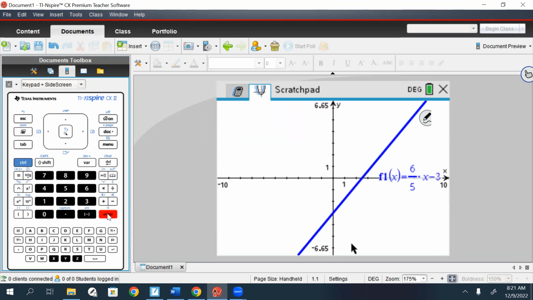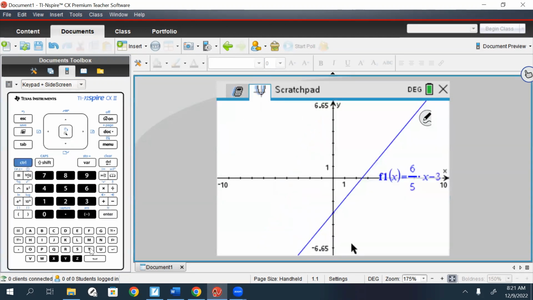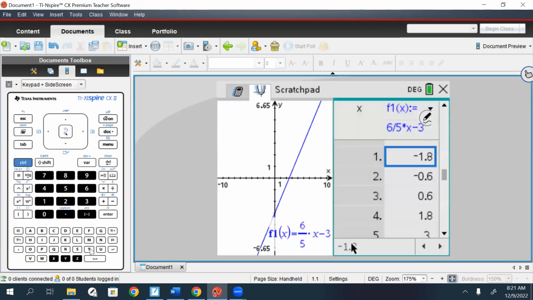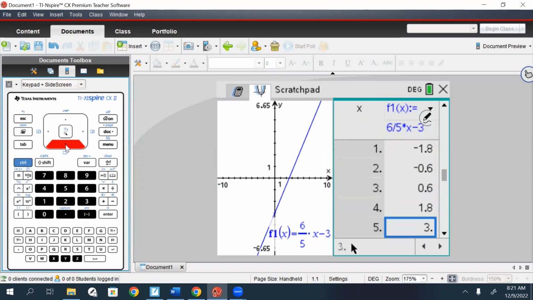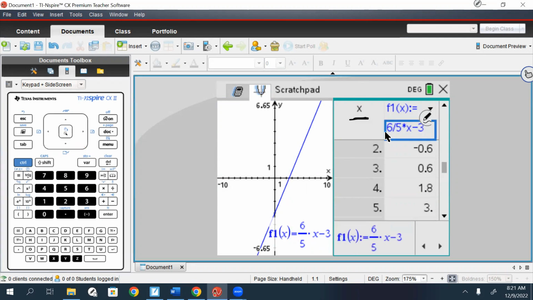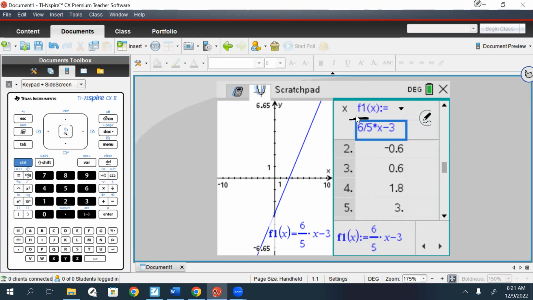So we've got our equation there, and now we can use the table. Control T will bring the table up and then take it back off if you need to. We're going to look at our points on the table and try to get ones where both our x and our y are integers, so numbers that don't have decimals. The column on the left is your x coordinate, and underneath the blue is our y coordinate.